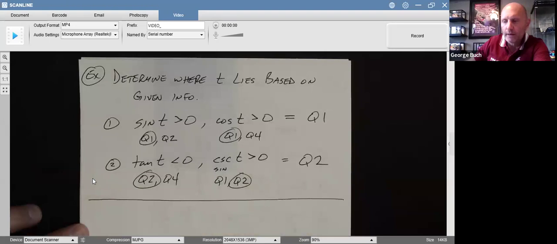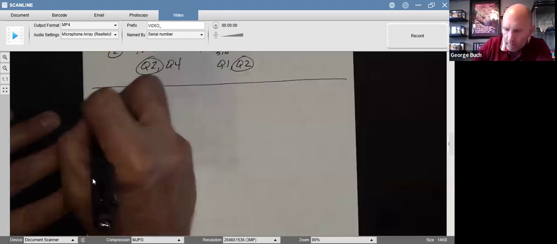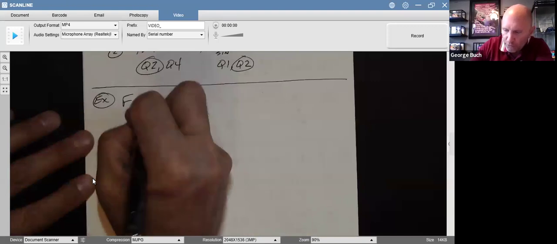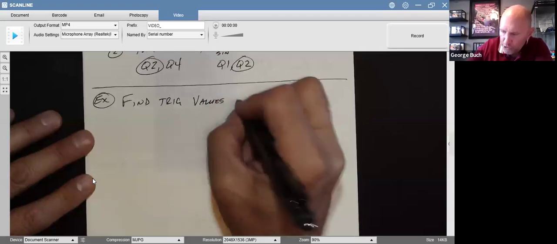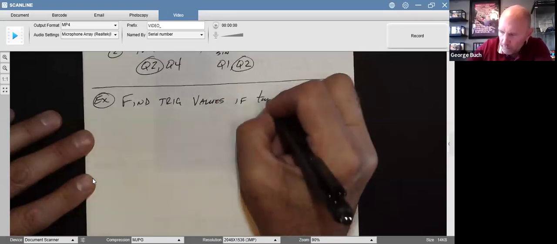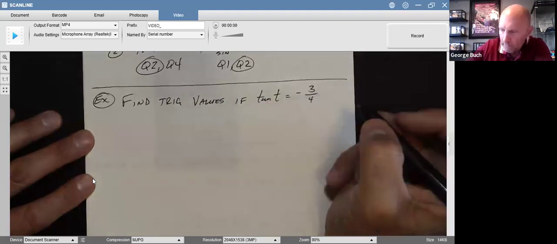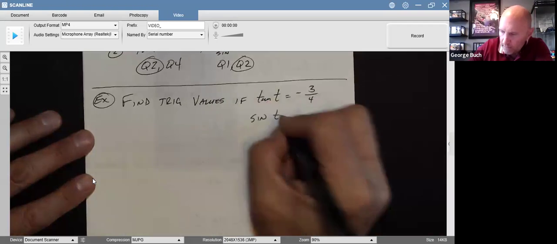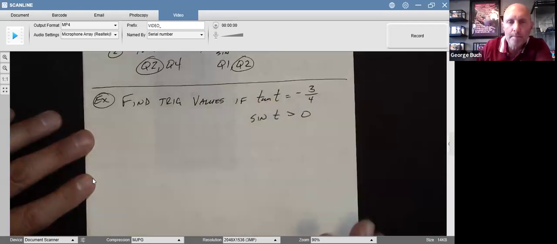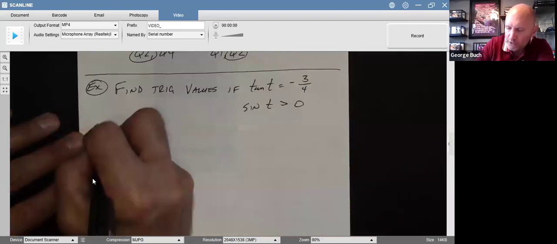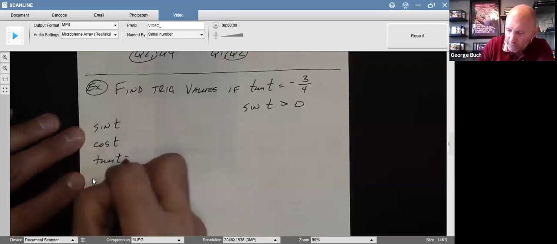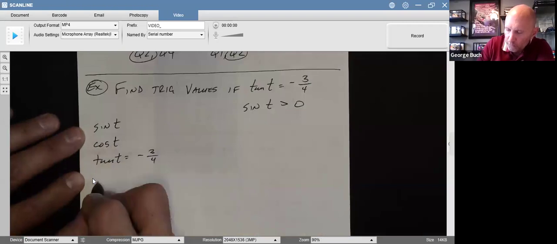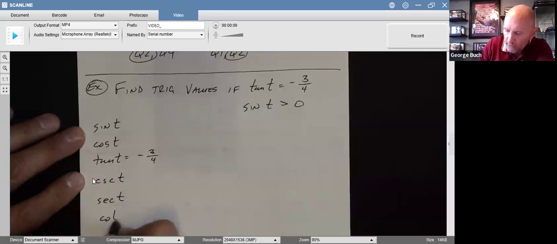All right, then lastly, find the trig values if tangent of t is equal to -3/4 and sine of t is greater than 0. So I want to know, what is sine of t? What is cosine of t? We're given tangent of t is -3/4. What's cosecant of t? What's secant of t? What's cotangent of t?